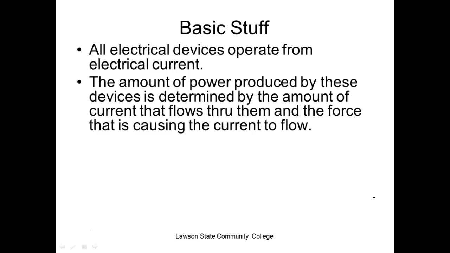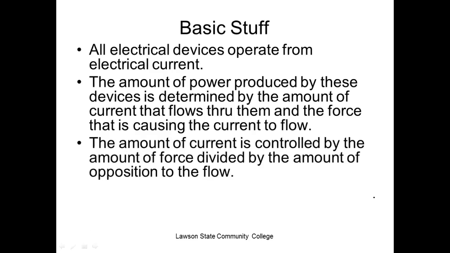Back in physics, we say work is equal to force times distance. That's how much work you do. The amount of current is controlled by the amount of force divided by the amount of opposition to the flow. Everybody okay? This is a review. I've had this before, right?